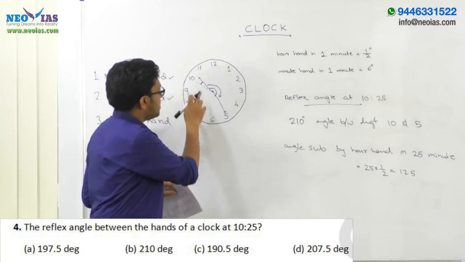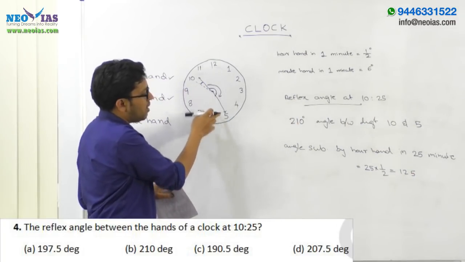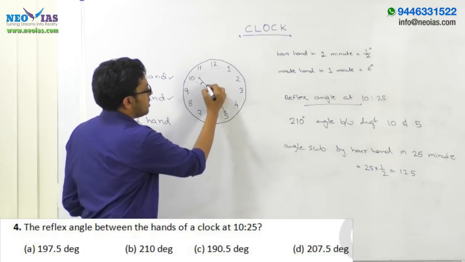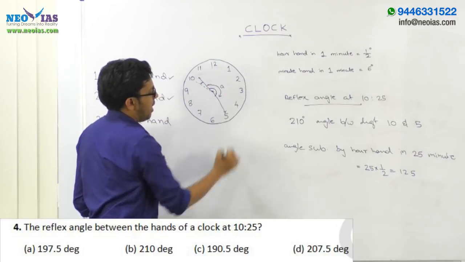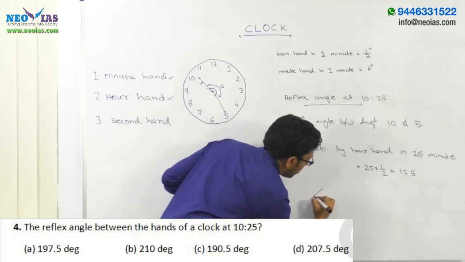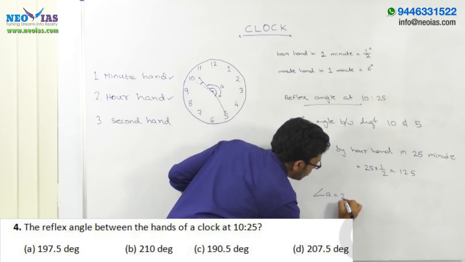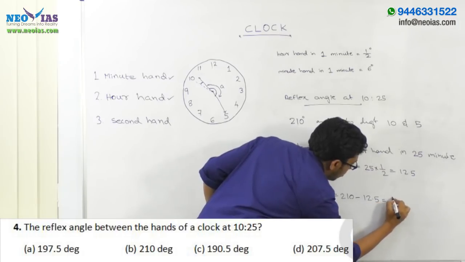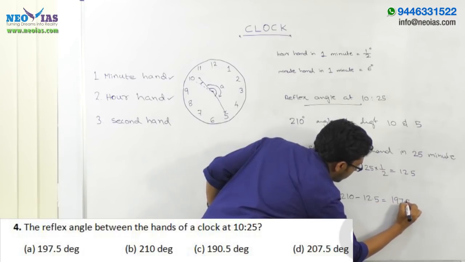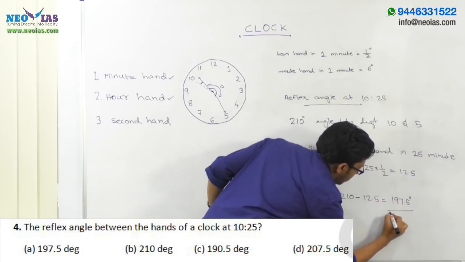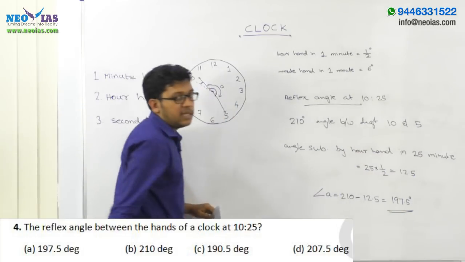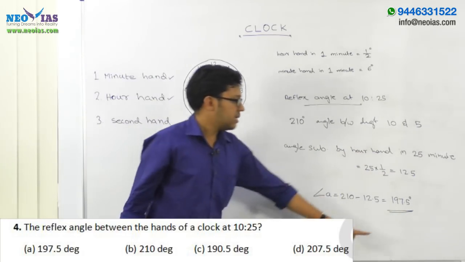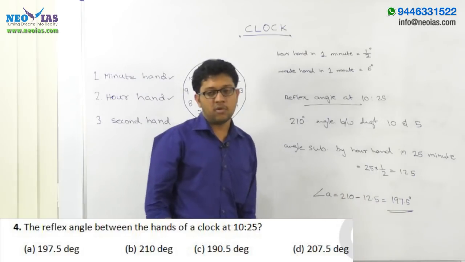If we know this angle and this complete angle, we can easily figure out this. Let it be angle A. This angle A is equal to 210 minus 12.5, which is 197.5 degree. This 197.5 degree is greater than 180 and this angle is the reflex angle they are asking about.